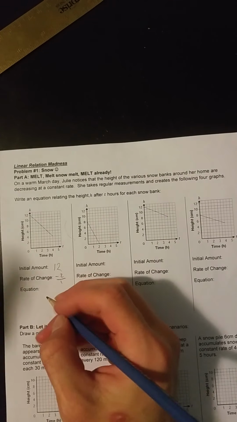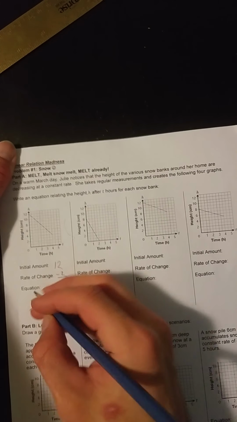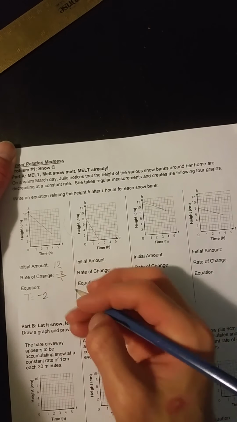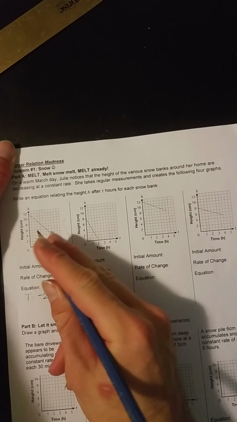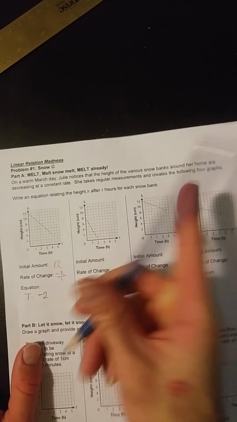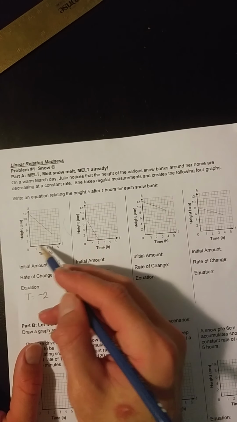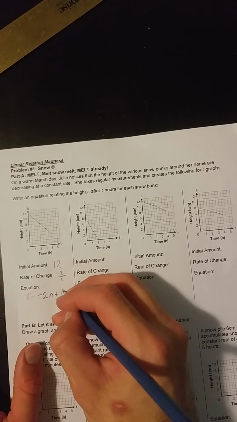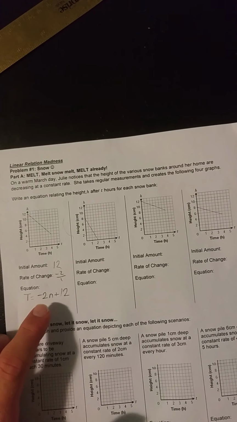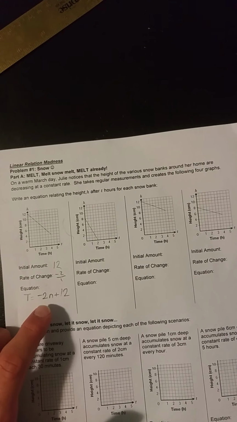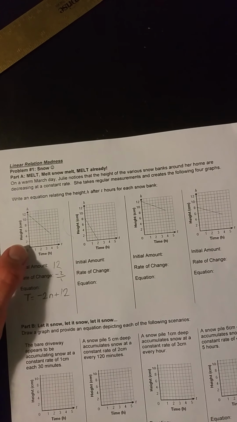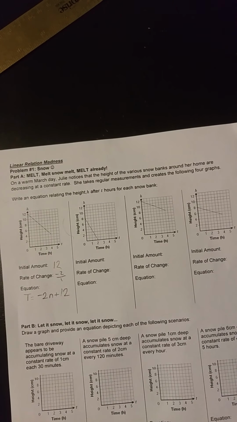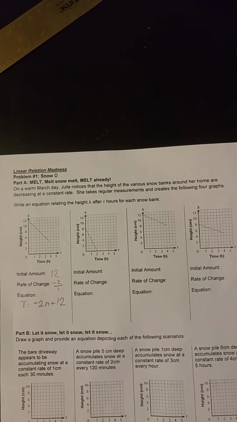And when writing the equation, we'll put t for total equals negative 2n plus 12. So basically whatever our value is for time, multiplied by negative 2, plus 12. So for example, if it's 1, times negative 2 is negative 2, plus 12 would be 10, so it should line up with 10. So this would be our equation. Okay, same thing for the next one.